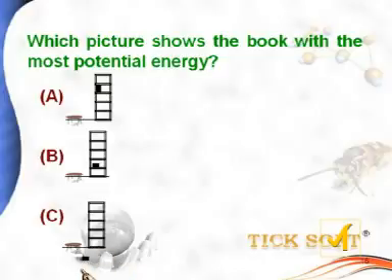Here, the potential energy means the power. See, in this diagram, the book is on the ground. And in this diagram, the book is at the second layer. In the cupboard it is in the second position, but here it is in the uppermost position. It is in the fourth layer. Among the three, in which picture is the book in the uppermost position? Only in A. So it is here in the fourth rack. So this is the picture in which the book has the most potential energy. So option A is the answer.